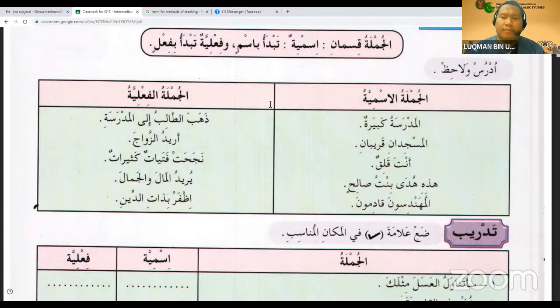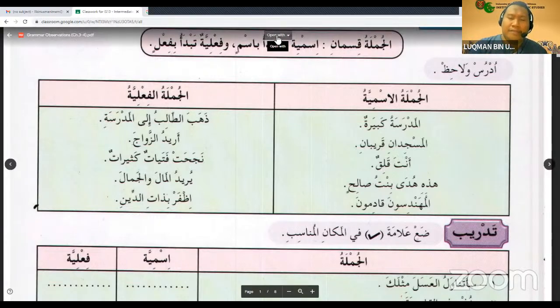So on the right column, it's nominal sentence or jumla ismiya. Then on the left column are our jumla fi'liya, al-jumal al-fi'liya, verbal sentences. So what you need to maybe master are the signs. How can you identify a word is a noun or not? So it is very easy to identify if a word is a noun. So there are many signs.